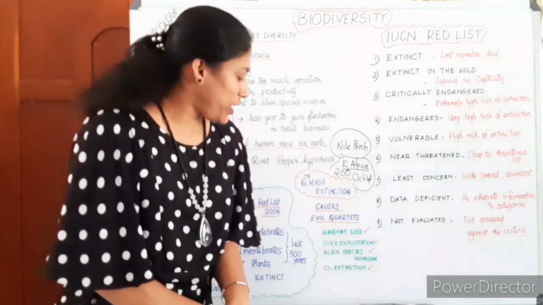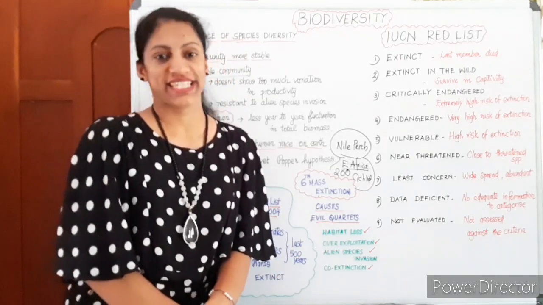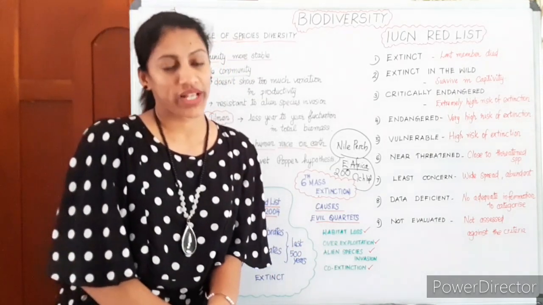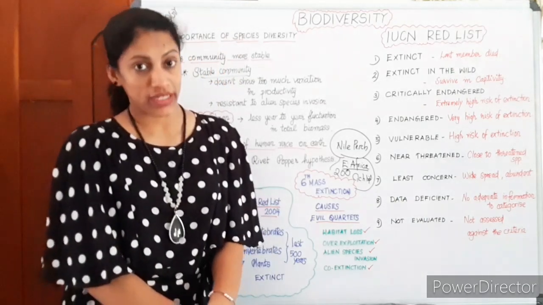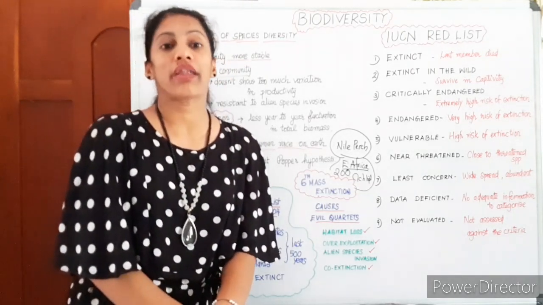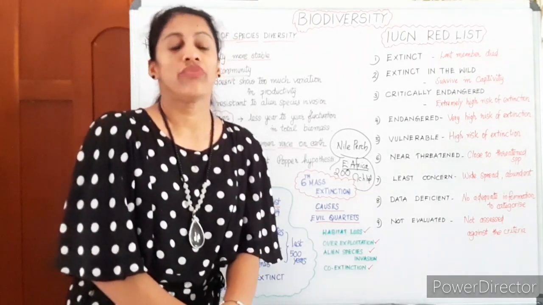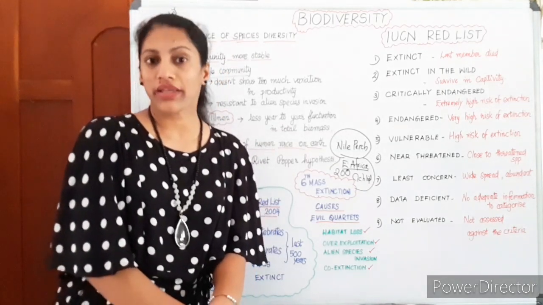Anyway, the other reason for extinction is co-extinction. What do you mean by co-extinction? You are familiar with the panda. It's not an extinct species, just an example. When the bamboo plants are removed, the giant panda gets difficulty getting its food.